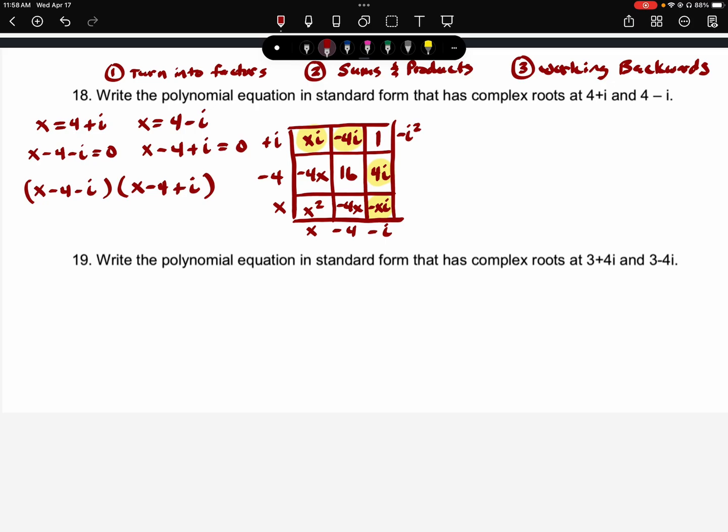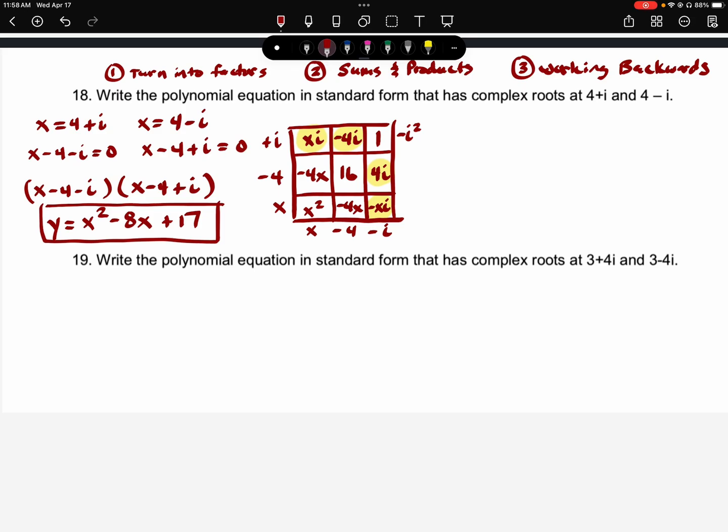So our equation that we end up with here will be y is equal to, we'd have an x squared, we'd have minus 8x, and then 16 plus 1 gives us 17. And this is our polynomial function right here. So that's one of the methods.